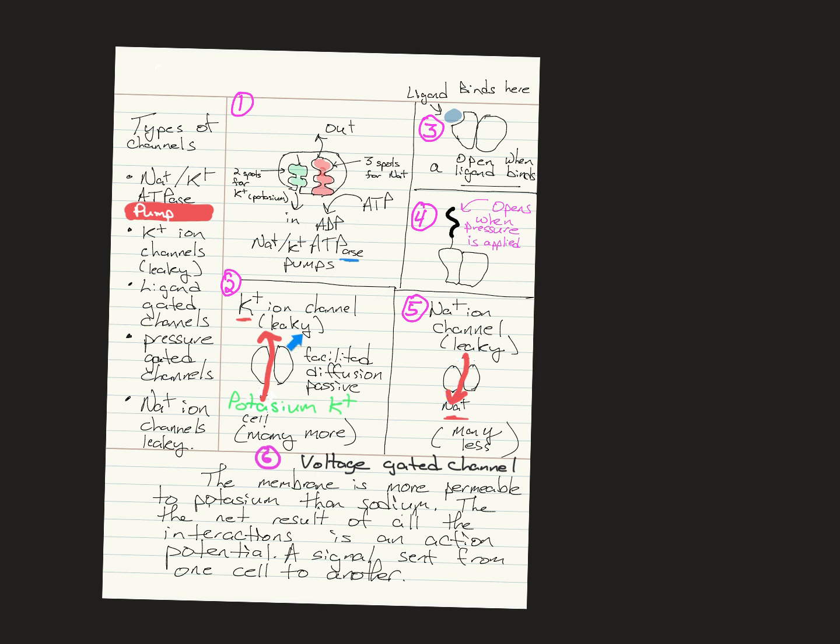So we call it a leaky channel because it literally leaks. It's just a hole that allows potassium out. This is a hole that allows potassium in or sodium in. And it does that just from concentration gradient, high to low, high to low.